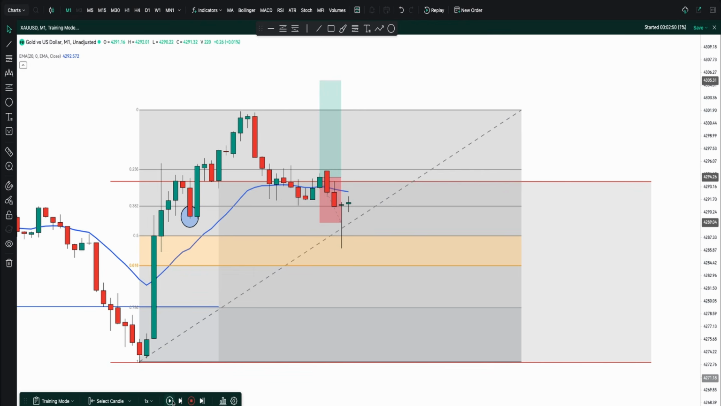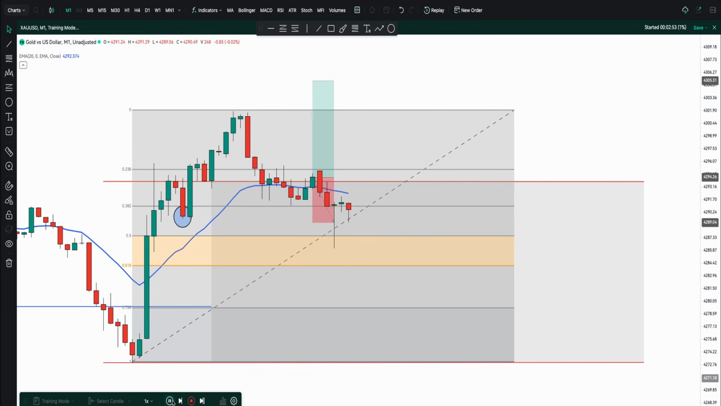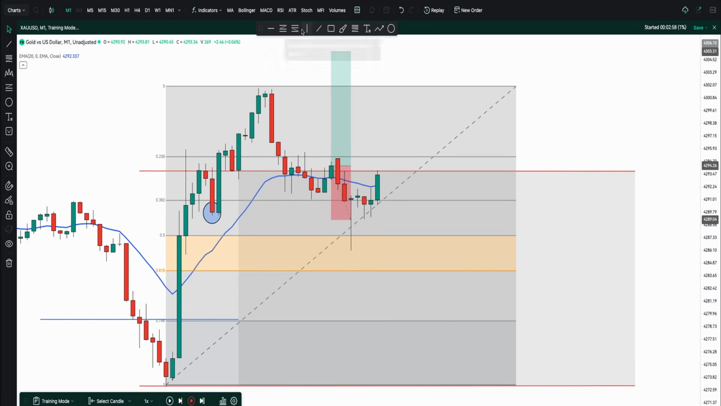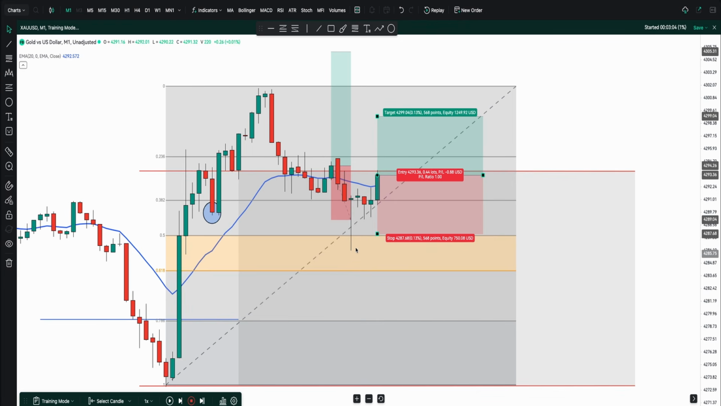Let's see. Okay, just wait. Okay, so that is the candle. That is the candle which gives us our second entry right here, and our stop loss this time is going to be below this wick here because that is the low. So pull this below that wick like that.